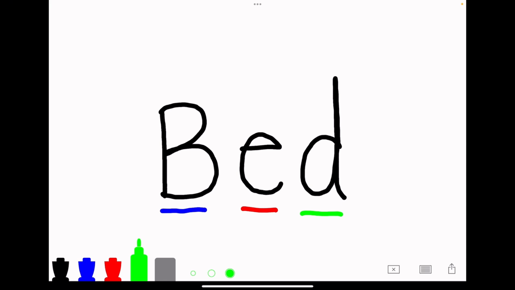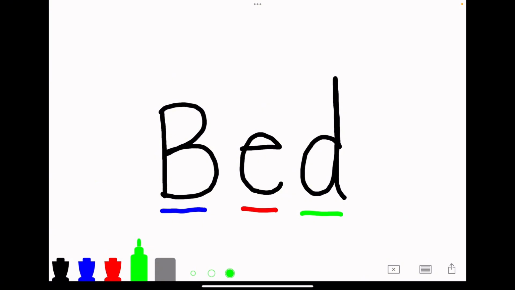1, 2, 3. B-E-D spells the word bed. Awesome job. So now we're going to move on and write the word bed. We're going to write the word bed a total of 4 times.